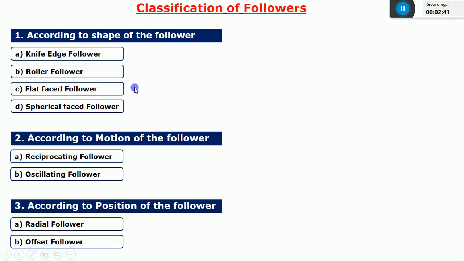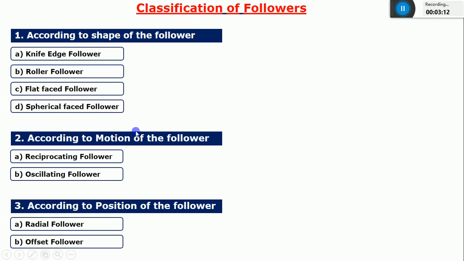And also we started with the classification of followers, according to three criteria. The first one is according to the shape of the follower. We discussed the first one, that is the knife edge follower. After that we discussed the roller follower, flat faced follower, and spherical faced follower. So these four come under the first criteria, based on the shape of the follower, and I showed some animation also.